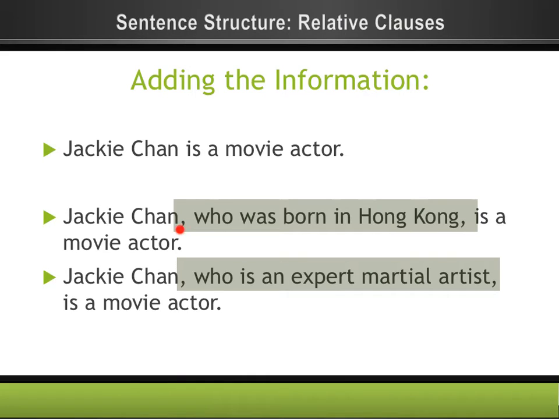So have a look at these two relative clauses. Jackie Chan, who was born in Hong Kong, is a movie actor. Jackie Chan, who is an expert martial artist, is a movie actor. So the main clause stays the same, but the relative clause has different pieces of information. Because this is a name, I don't need a definition, and I do use commas.